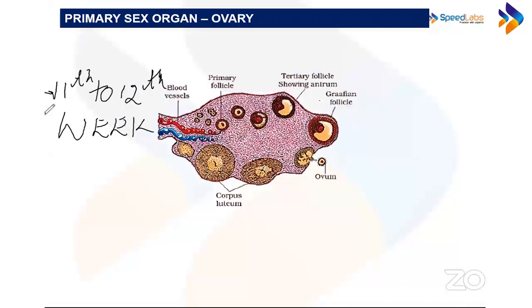So 11th to 12th week of pregnancy, they are formed. This is an important question. And now we come to the further descriptions. Now you can see in this diagram, आपको diagram में कुछ चीजें दिखाई दे रही हैं.